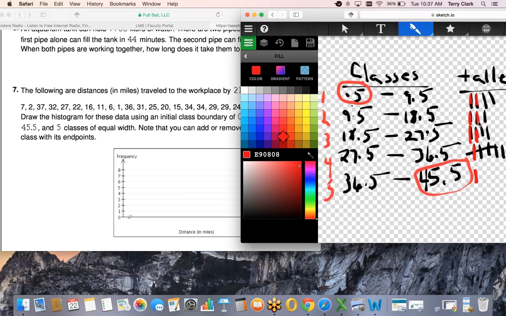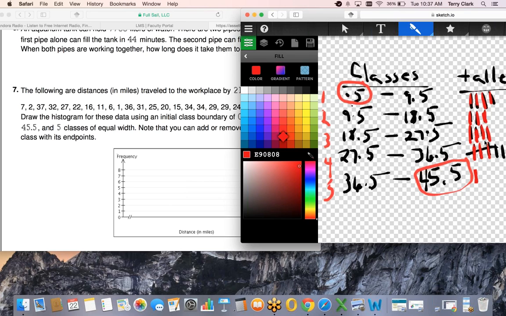Then I got 6 and 1, which I think I missed out on. 6 and 1. Then I got 36, which is going to fall here. Then I got 31, which is going to fall here. Then I got 25 and 20. So there's 25 and 20. Then I got 15. 15 is going to fall under 18.5.